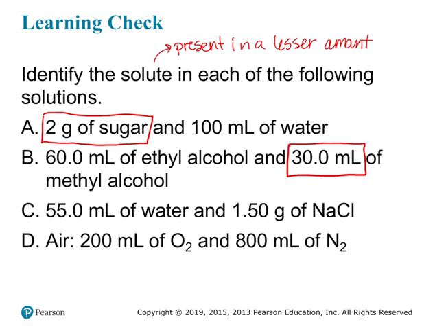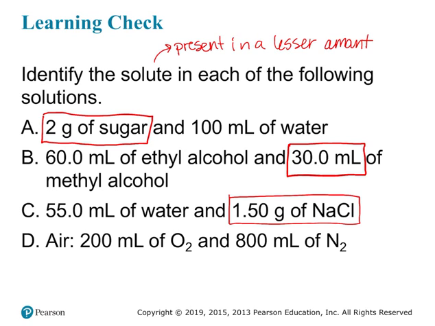All right, so now in C, we have 55 milliliters of water and 1.5 grams of sodium chloride. So which one would be the solute? Sodium chloride, because that is present in not only a smaller amount, but also remember water is typically our solvent.